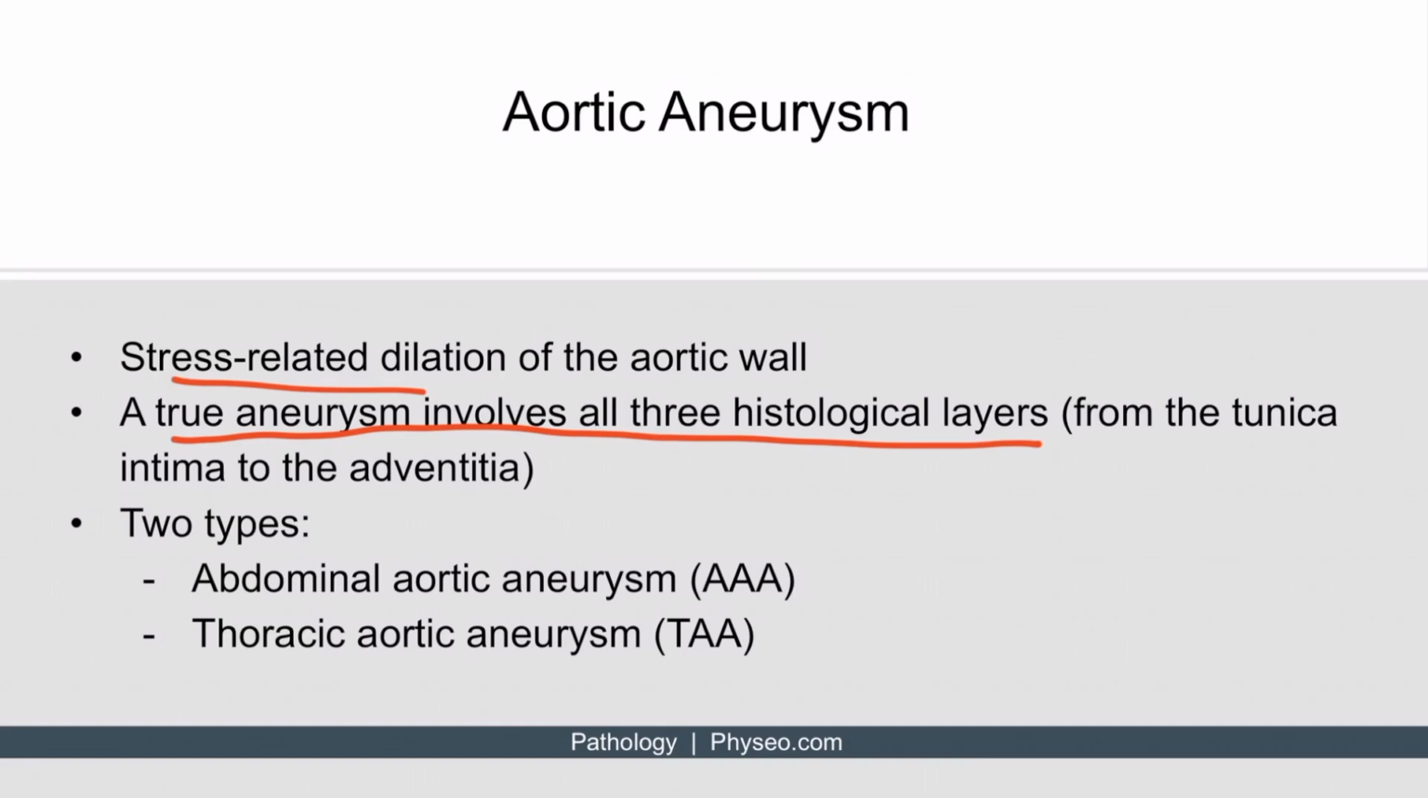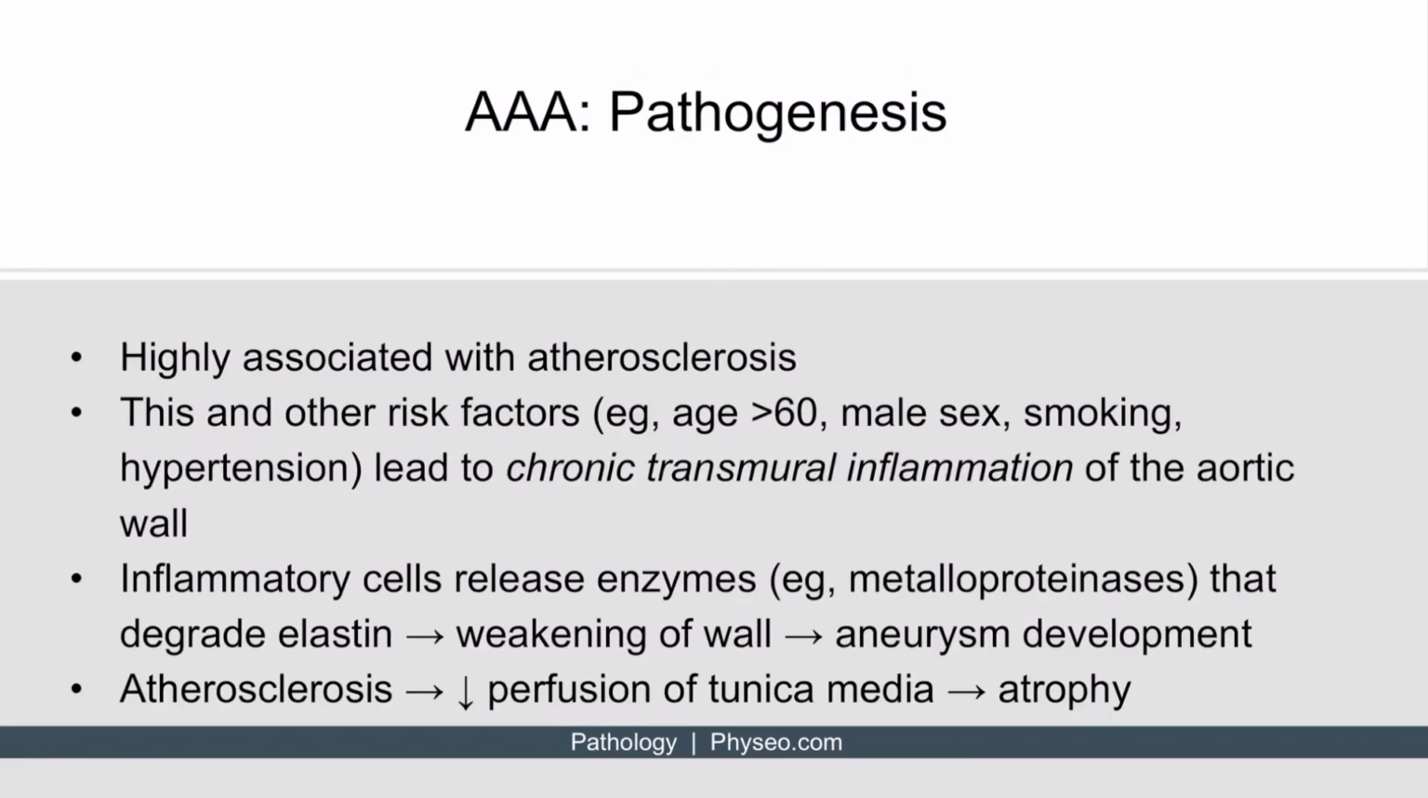There are two types of aortic aneurysms, including abdominal aortic aneurysm, or AAA, and a thoracic aortic aneurysm, or TAA. Let's discuss AAA first. Unlike aortic dissection, AAA is highly associated with atherosclerosis. This, along with other risk factors such as age over 60, male sex, smoking, and hypertension, lead to chronic transmural inflammation of the aortic wall. I'll say it again because it's high yield. AAA is due to chronic transmural inflammation of the aortic wall.